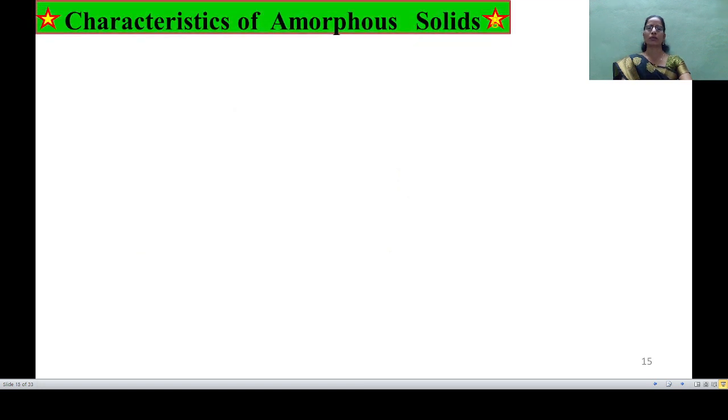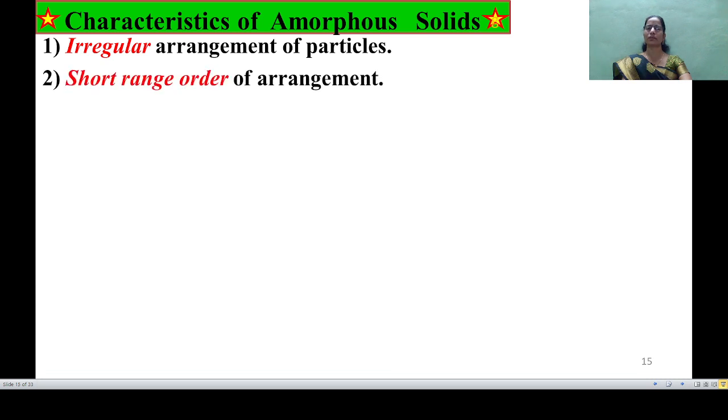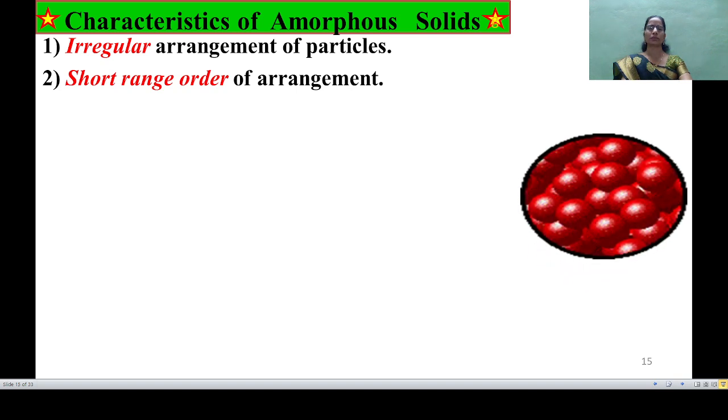Now, see the characteristics of amorphous solids. In amorphous solids, there is an irregular arrangement of particles. This arrangement is of short range order. Here this picture also gives you the irregular and short range arrangement of constituent particles in the amorphous solids. Due to this irregular arrangement, they do not have a sharp melting point.